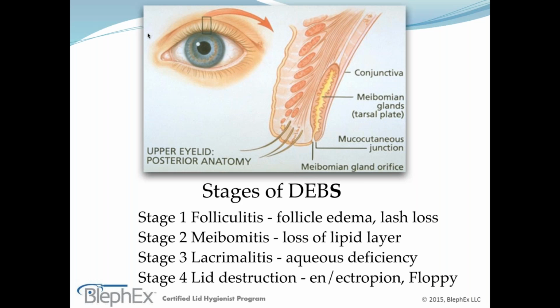Stage 3 is lacrimal. Sorry, guys, I always mix this one up, it's been a long day. You might have heard this as aqueous deficiency. This is when you start to lose the water component of the tear. So meibomitis is when you lose the lipid layer or the oil, and aqueous deficiency is when you lose the water part. Stage 4 is lid destruction, which is more about the physical anatomy of the eyelid. That does play a factor, but I really want to talk about stages 1 through 3 because this is what more than likely is affecting all of you. Right now, folliculitis, meibomitis, lacrimal, or anterior blepharitis, posterior blepharitis, and aqueous deficiency are all thought of as separate disease processes.